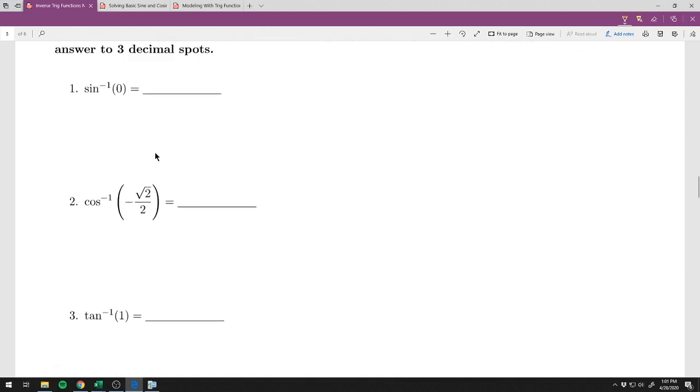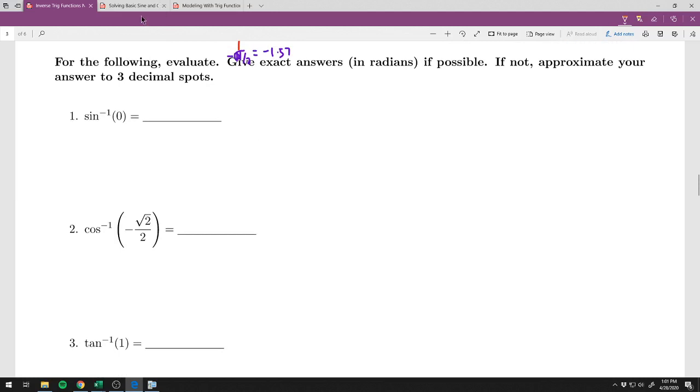All right, so the next few we've got here are just some exact value ones, meaning we don't want to use our calculator here. You can use your calculator to check your answer, which is what I'll show you. But it's very nice to have the wording when you're dealing with this. Right. I should have gotten rid of this part of the directions because I separated the two sections. My apologies. So it says for the following, evaluate, give exact answers in radians, and there's no if possible anymore because I moved all the other ones above.